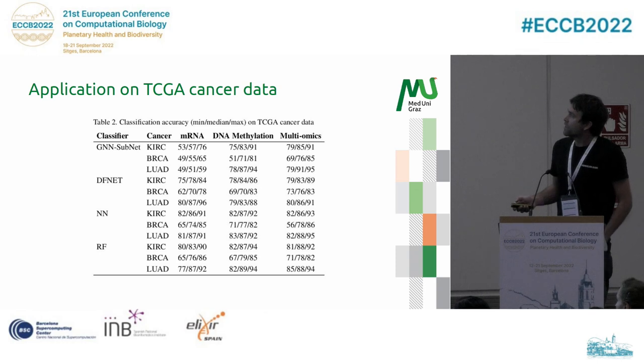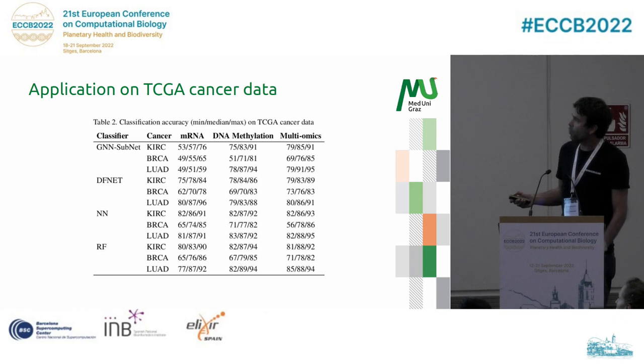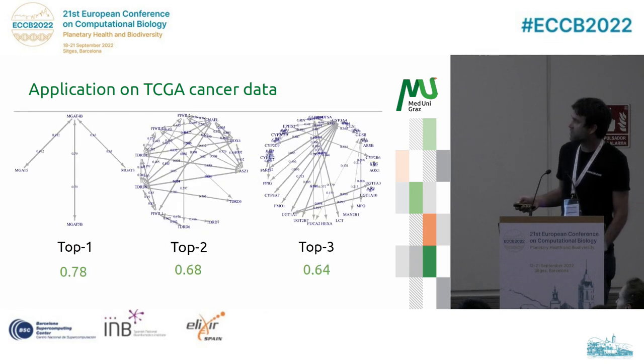So we saw that GNN subnet, our method, and DFNet, both methods which incorporate the knowledge about protein-protein interactions, perform quite similar to neural networks and random forests, which do not take into account any interactions between the genes. So this is just an example.